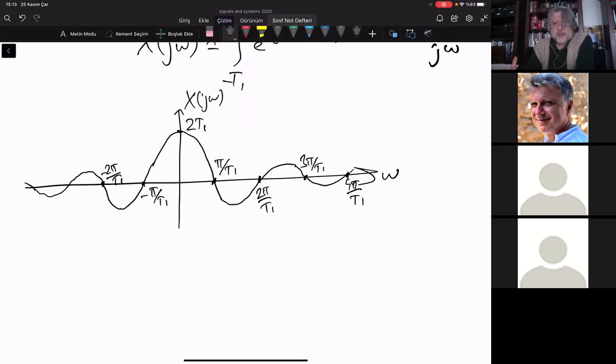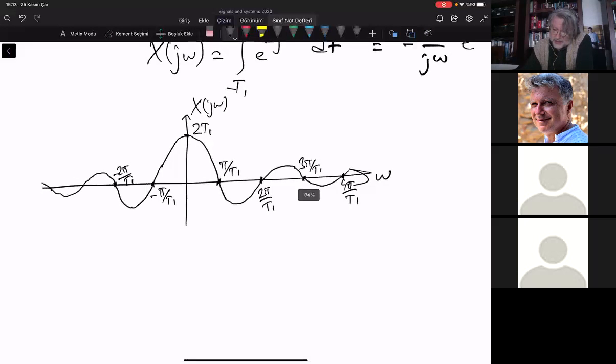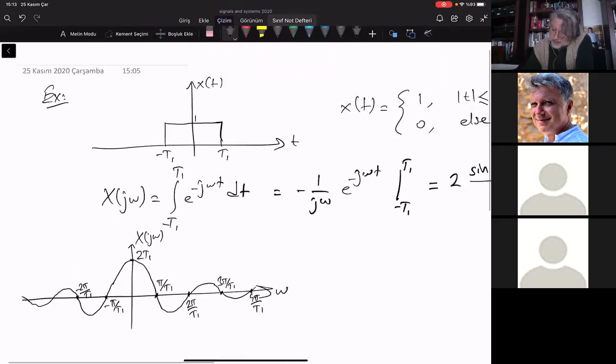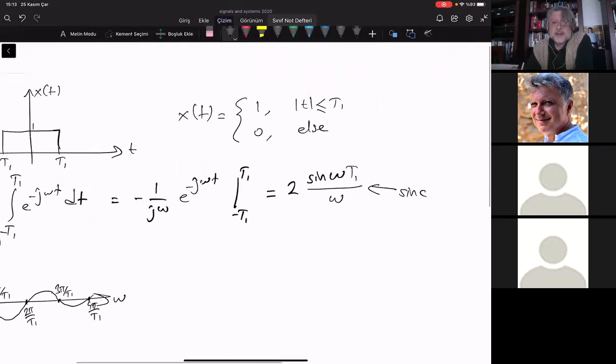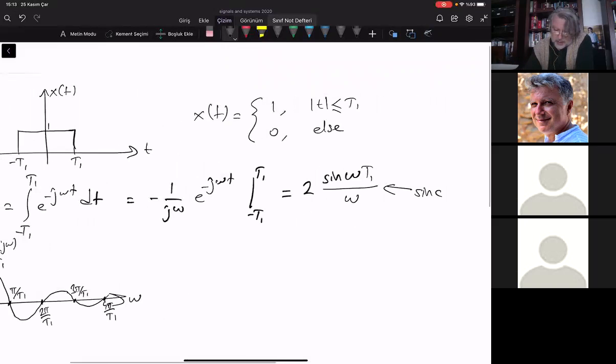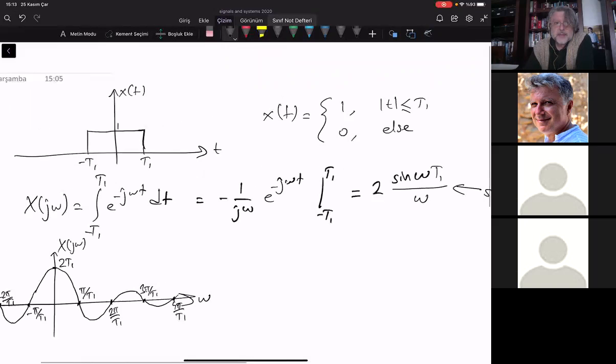Although we will see the properties of the Fourier transform, we may start talking about the properties already. We have started talking about some observations, which I will list as property number 1, property number 2, etc. The first thing that I have indicated is that the Fourier transform is 2 sine omega t1 over omega, which is real because x of t is an even signal, a real and symmetric signal.